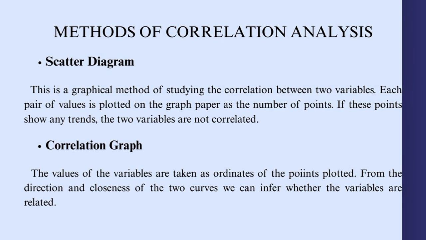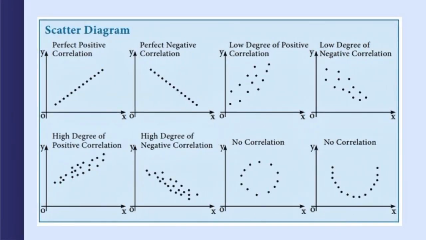This method gives a visual idea to the investigator or analyst regarding the nature of the association between the two variables. It is the simplest method of studying the relationship between two variables, as there is no need to calculate any numerical value. We have here the scatter diagram picture.